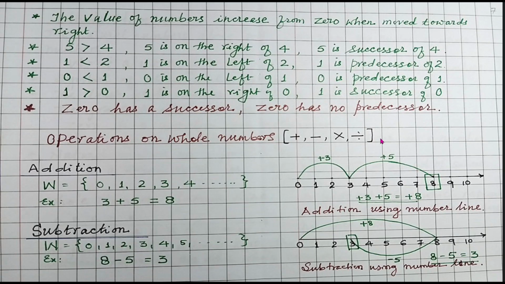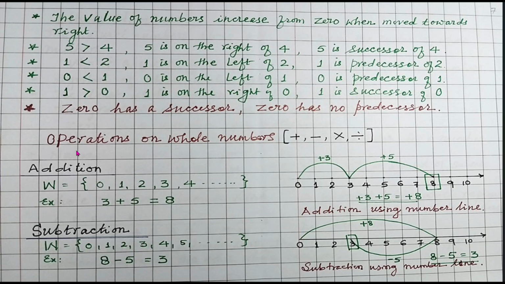Now the next point of our discussion is the value of numbers. If you go along the number line, the value of numbers increases from 0 when moved towards the right. 5 is greater than 4 because 5 is on the right side of 4, 5 is the successor of 4. 1 is less than 2 because 1 is on the left side of 2, and 1 is the predecessor of 2. So also 0 is the predecessor of 1, and 1 is greater than 0 because 1 is to the right of 0. And remember, 0 has a successor but 0 has no predecessor.